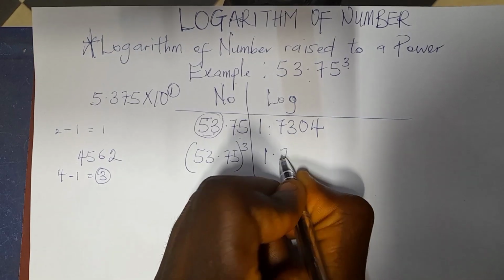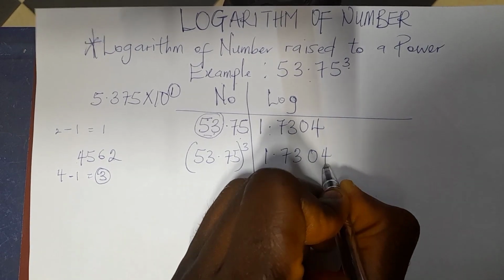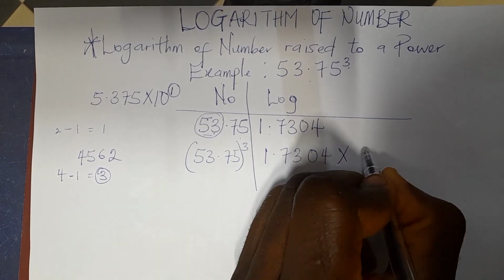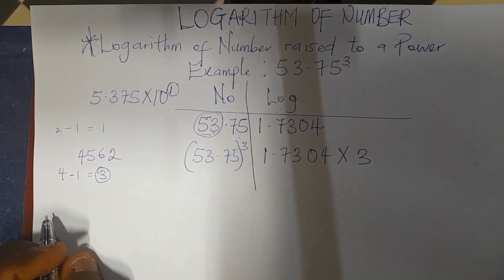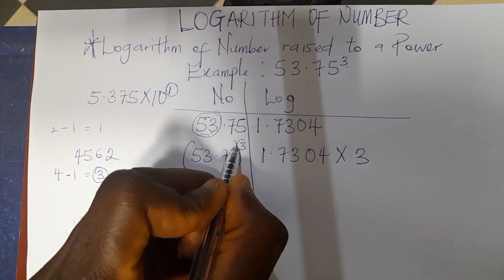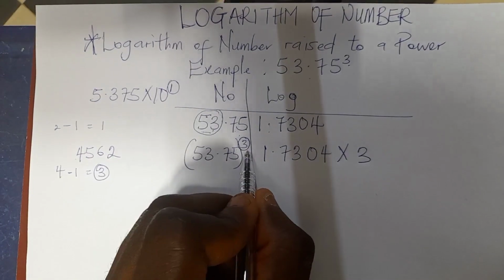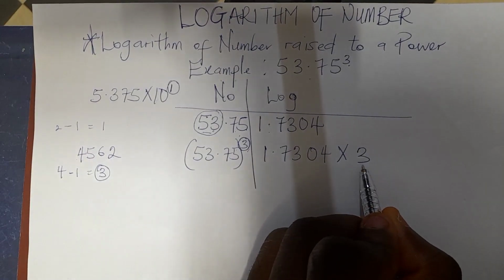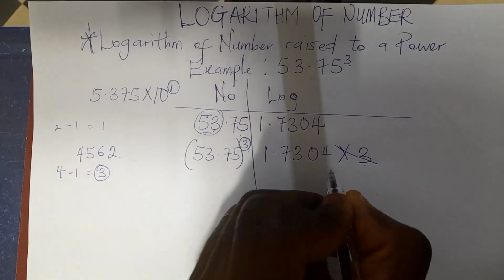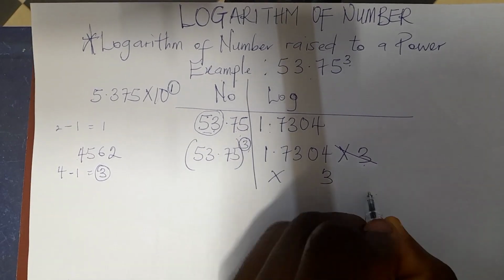So this will be 1.7304 multiplied by what? By 3. Anything raised to a power, it will be multiplied by that number. If it is raised to power 5, it will multiply by 5. Okay, so let's just say multiply by 3.